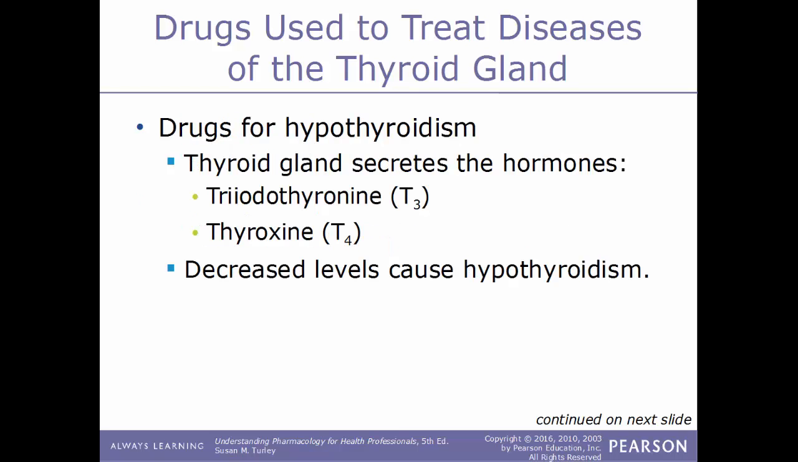Alright, we're talking about drugs that would treat hypothyroidism. The thyroid gland secretes hormones that are known as T3 and T4. T3, the full name is triiodothyronine, and T4 is thyroxine. These are collectively known as thyroid hormone, but they are chemically a little bit different. That's why it's T4 and T3. And decreased levels of these can lead to hypothyroidism.